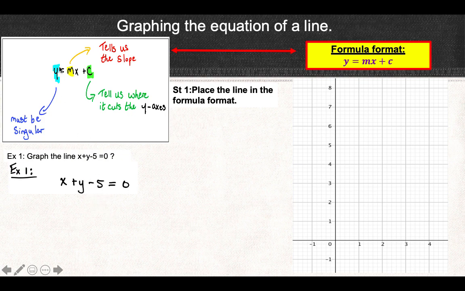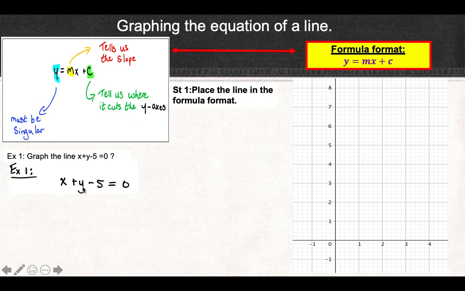So, for this to work, y must be on the left and it must be singular. The x value must be brought over to the right because it's going to tell us the slope. And c over here, which is the number on its own, must also be on the right hand side of the equals. And this tells us where it cuts the y-axis. We've looked at this before in functions when we were graphing linear equations.